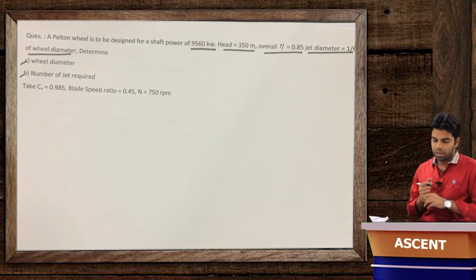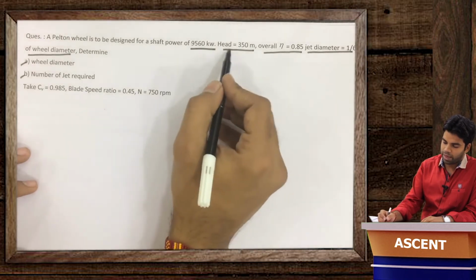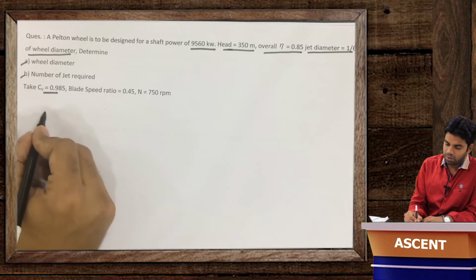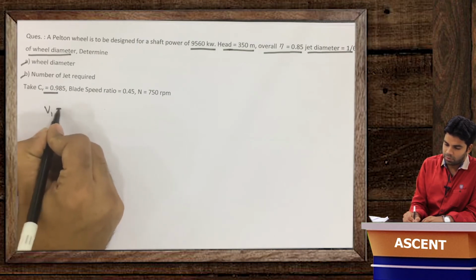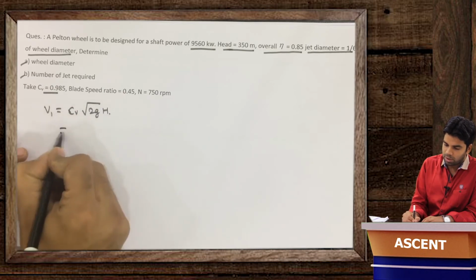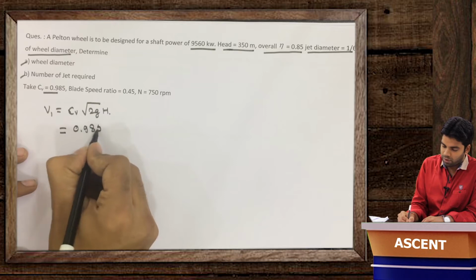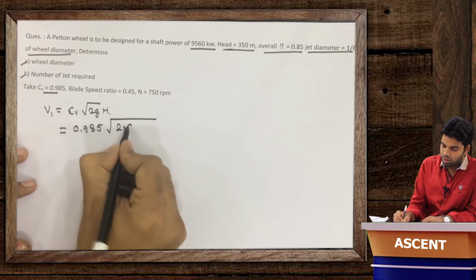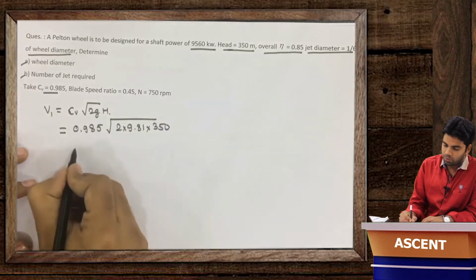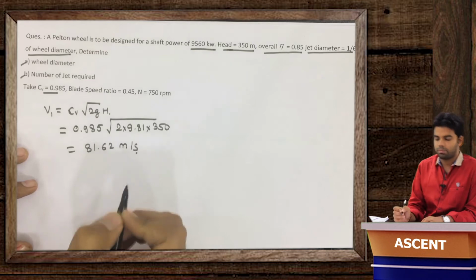Now what we can do, the very first thing is we have the value of the head. We have the value of CV, so we can determine the value of V1. So V1 is equal to what? CV under root of 2gH. So just determine the value of this V1. So this will be 0.985 under root of 2 into 9.81 into head, 350 meter. So from here this V1 will be equal to 81.62 meter per second.